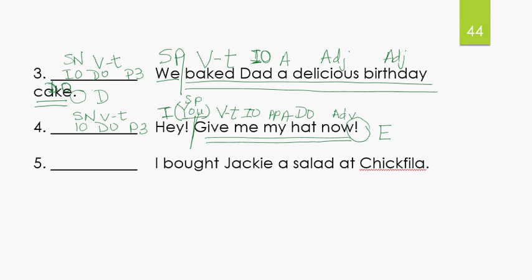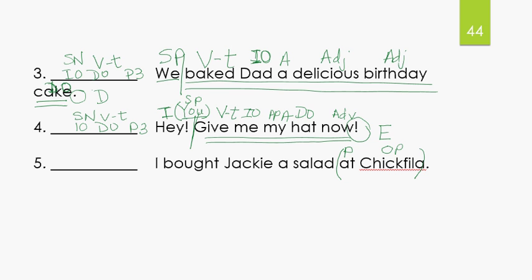All right, next sentence. I bought Jackie a salad at Chick-fil-A. Do you see any prepositions? Finally, a preposition. At what? At Chick-fil-A. Object of a preposition. Let's put parentheses around that. What do we have left in our sentence without that? I bought Jackie a salad.